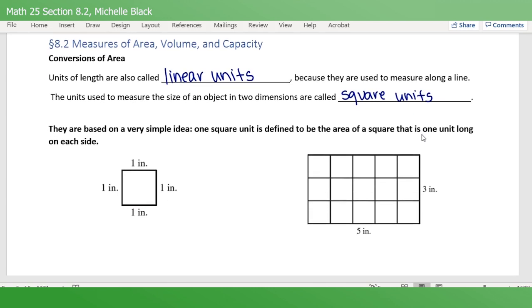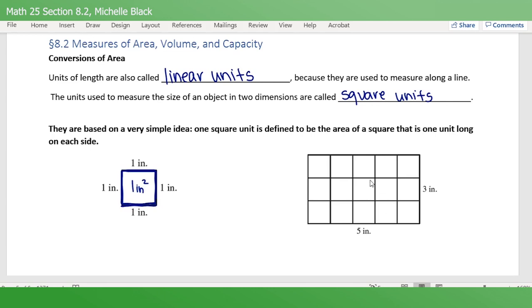They are based on a very simple idea. 1 square unit is defined to be the area of a square that is 1 unit long on each side. So in this first picture, notice we have 1 inch on the left, 1 inch across the bottom, 1 inch on the right, and 1 inch across the top. So it's 1 inch long on all sides. This makes 1 square inch.